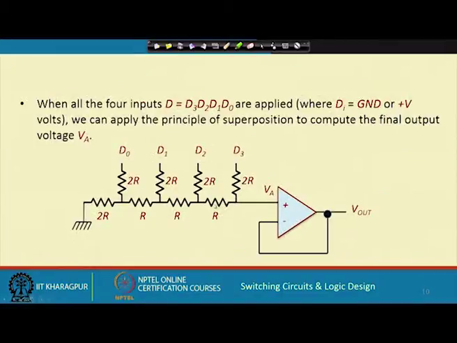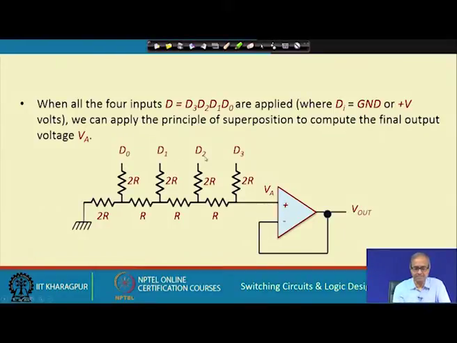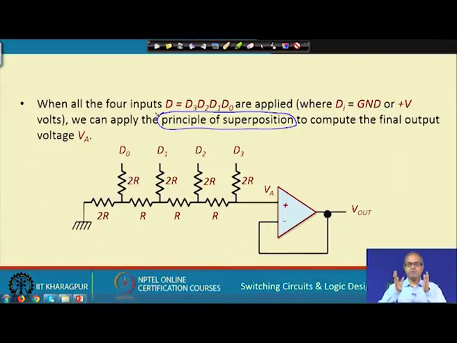Now, when all the 4 inputs are applied simultaneously, then we can apply another theorem or principle. This is called the principle of superposition. Principle of superposition applies only for linear circuits. I am not going into the detailed definition, but just remember any circuit designed using resistances is a linear circuit. Principle of superposition says that the total output voltage will be the same as the sum of the output voltages with respect to each of the inputs applied individually, one at a time.